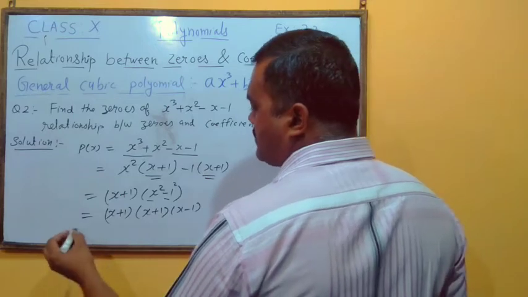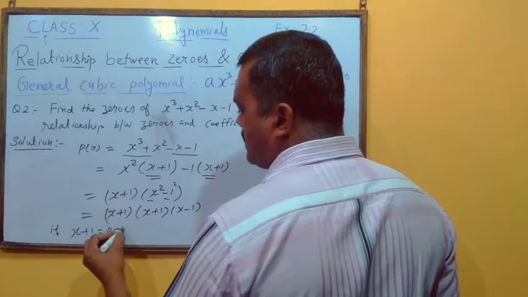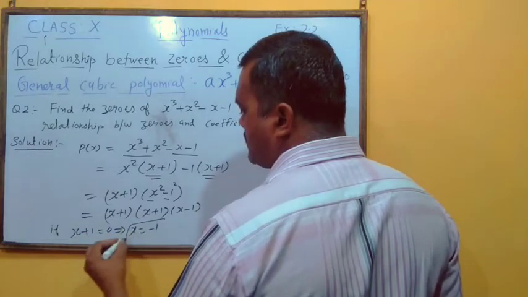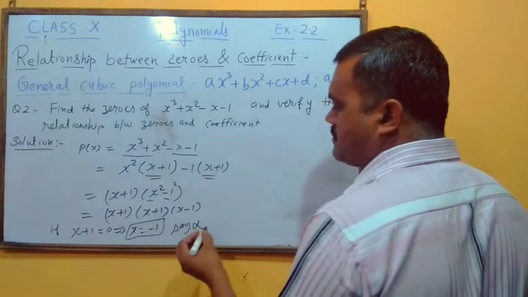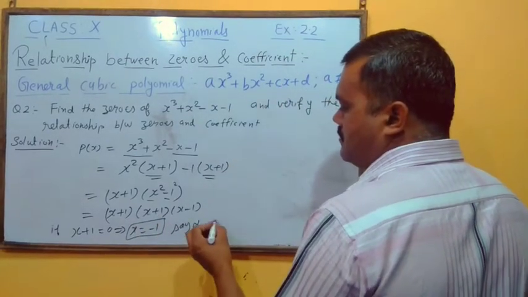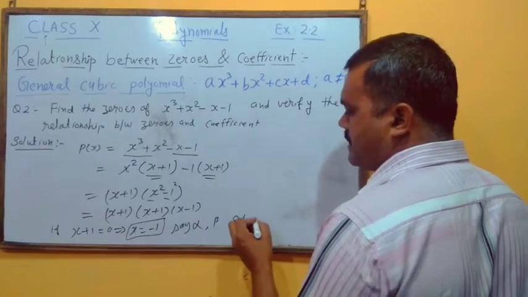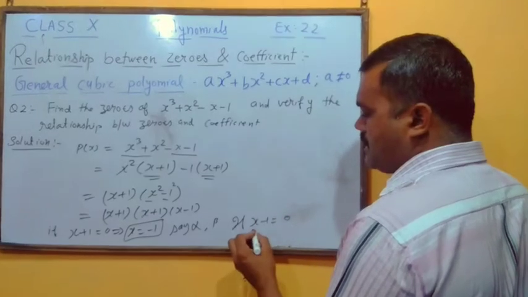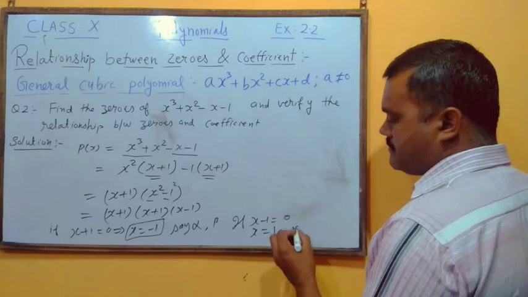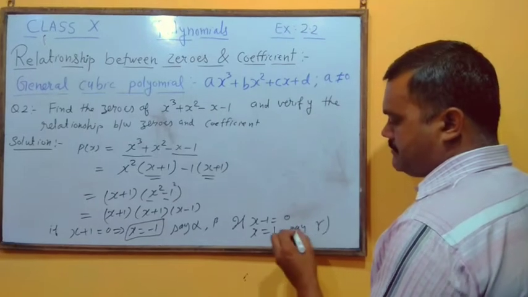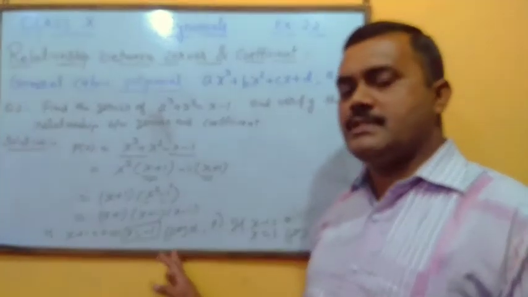Now take them separately 0. So if x plus 1 is equal to 0, then x is equal to minus 1, say alpha. Similarly here also, and beta, both are same. And if x minus 1 is equal to 0, then x is equal to 1, say gamma. Now we need to verify the relationship between zeros and coefficient.